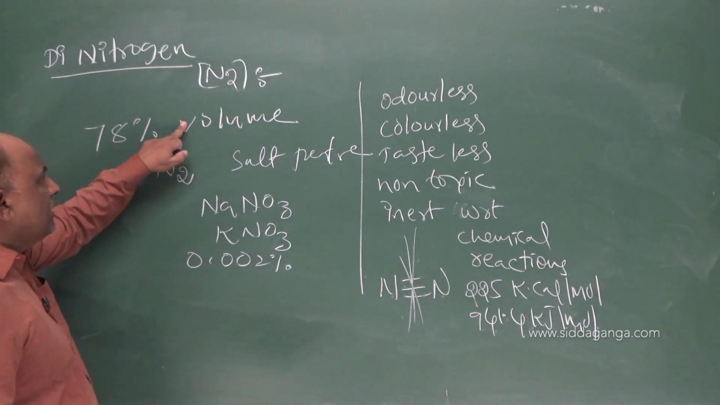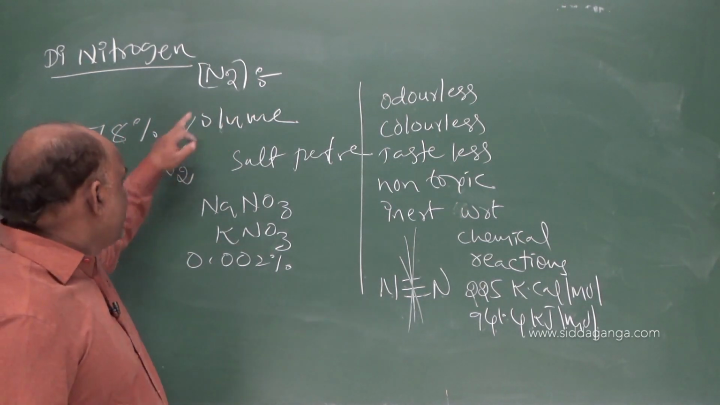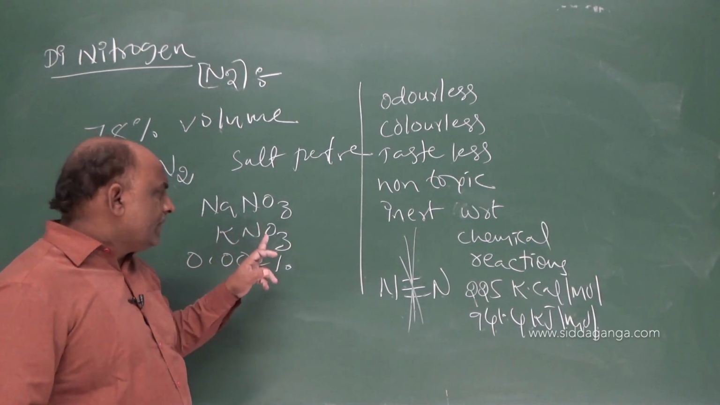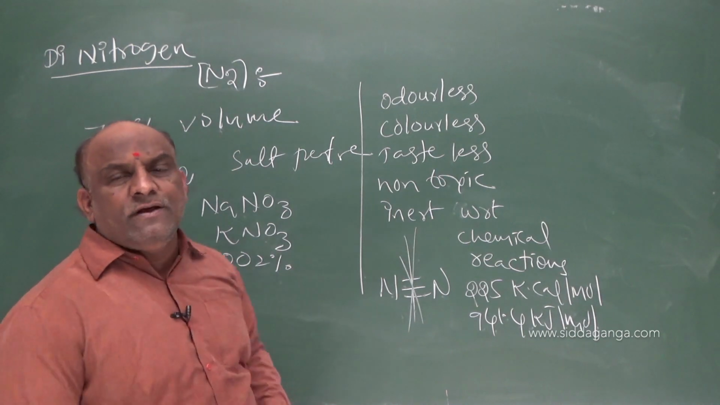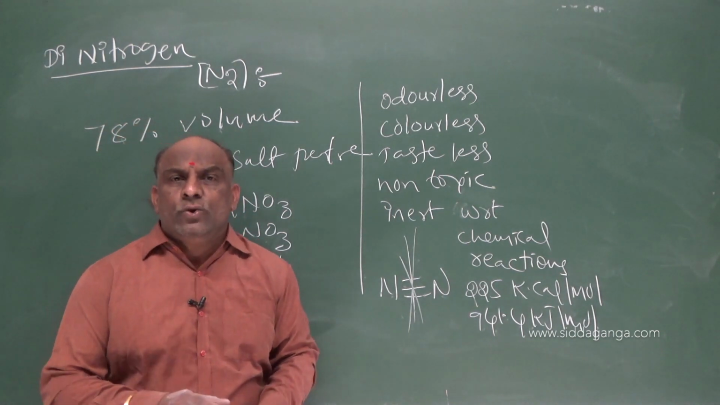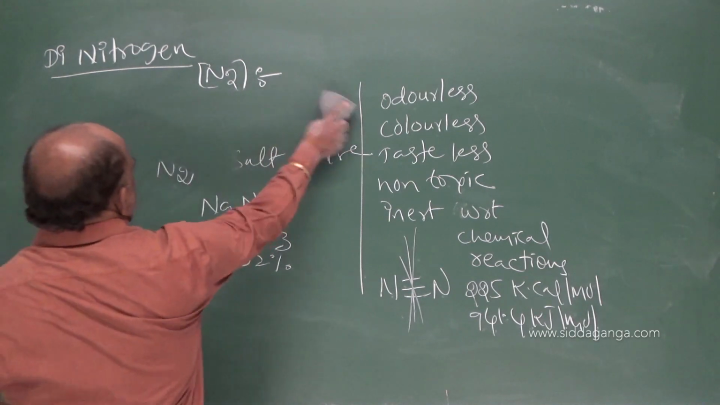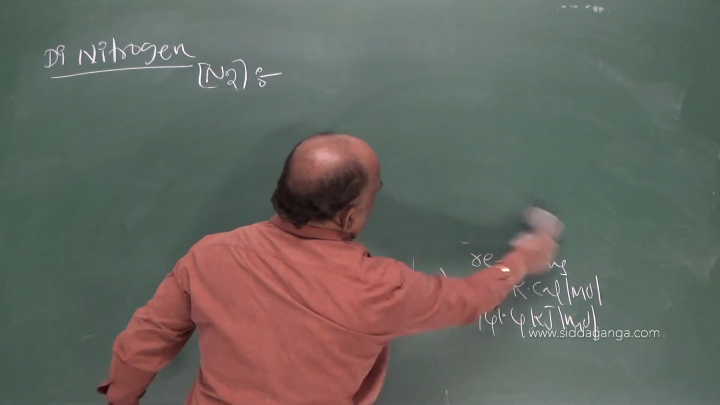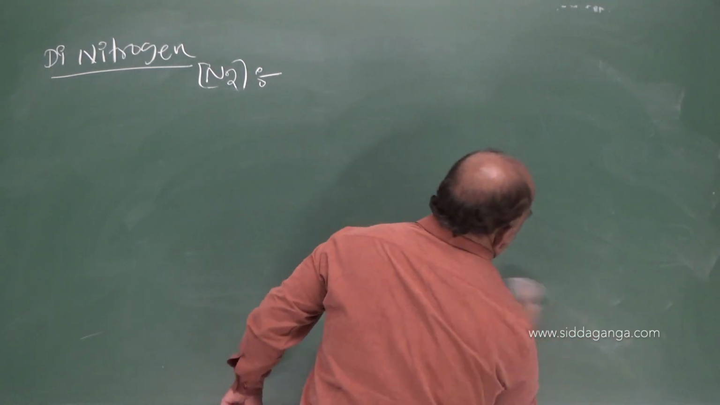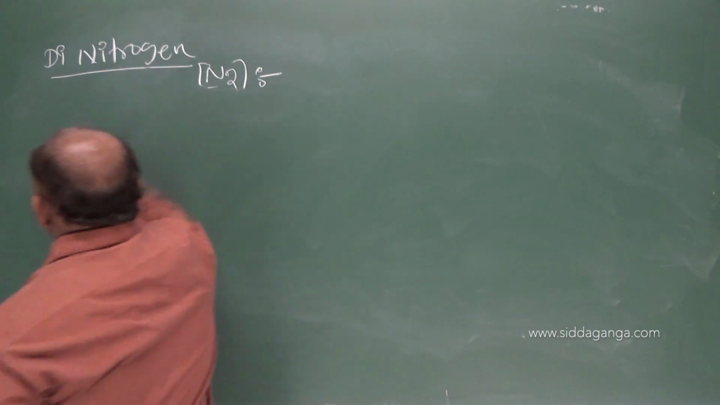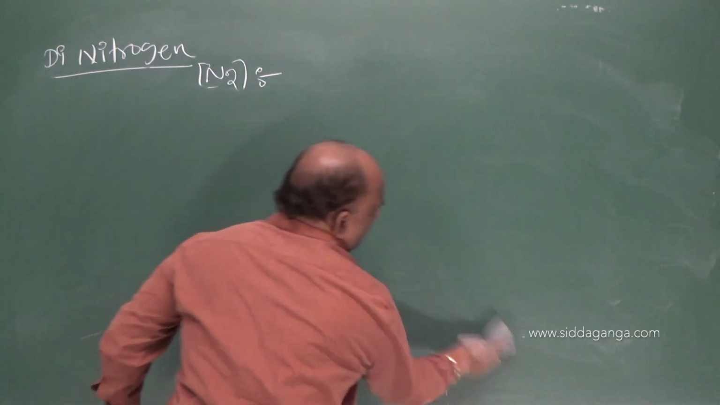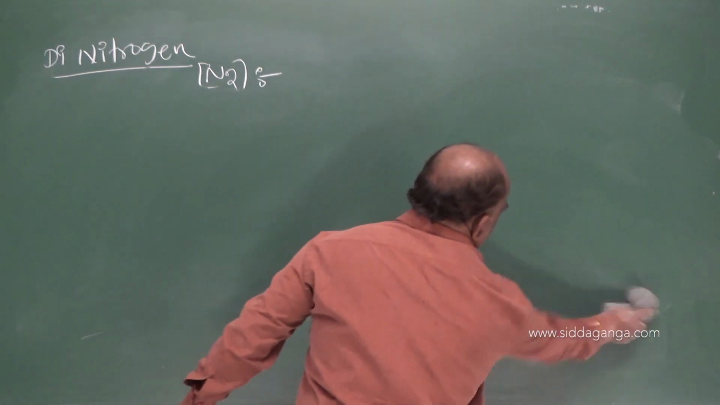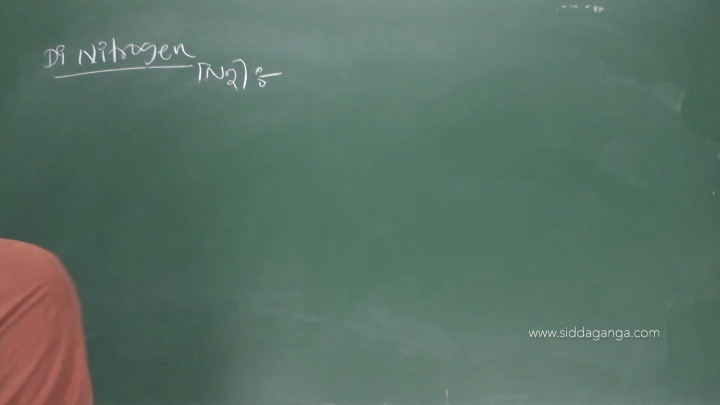In atmospheric air it is available at 78% by volume in the free state, and also in the form of saltpeter compounds, that is NaNO3 and KNO3, and in the earth's crust in the solid state at 0.002%. And what are the preparations of dinitrogen? A very important point. How to prepare dinitrogen? For a competitive point of view, how do we remember and revise these equations? This is very important.